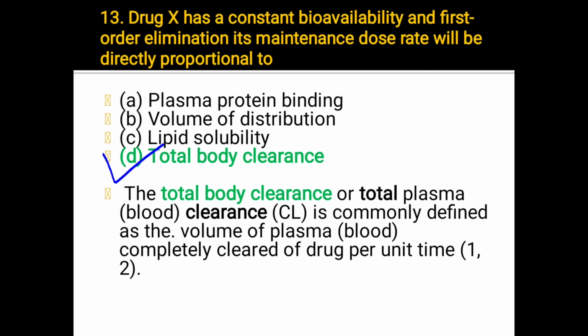Now, what is total body clearance? The total body clearance, or total plasma blood clearance, CL. Okay, CL, that means clearance of total plasma blood, is commonly defined as the volume of plasma blood completely cleared of the drug per unit time. That is called total body clearance. We will study this in Biopharmaceutics in 6M. Okay. Next, question number 14.